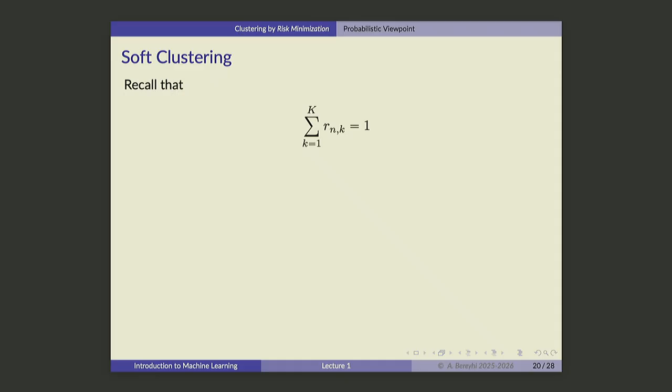one thing that people started to resolve this issue was the idea of soft clustering. I'm not going to go into too much detail as we did with k-means clustering. I just want to give you the algorithm.